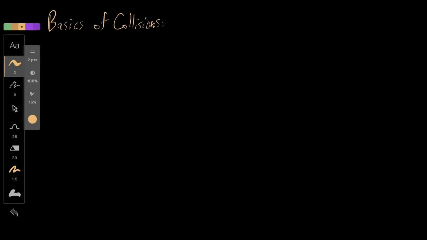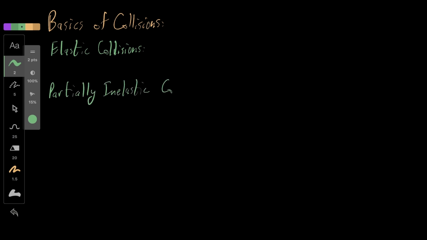So, there are 3 types of collisions. Type number 1, elastic collisions. Type number 2, partially inelastic collisions. And type number 3, perfectly inelastic collisions. Now, each of these have different formulas when it comes to calculating momentum before and after. So, let's cover those formulas. But before we cover those formulas, let's understand more about these different types of collisions.